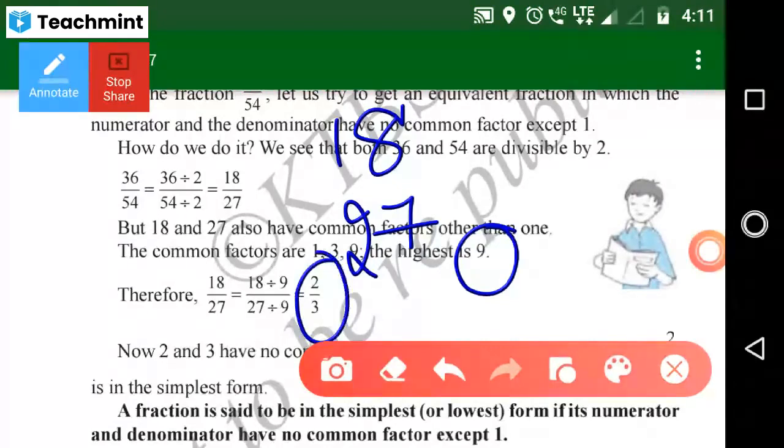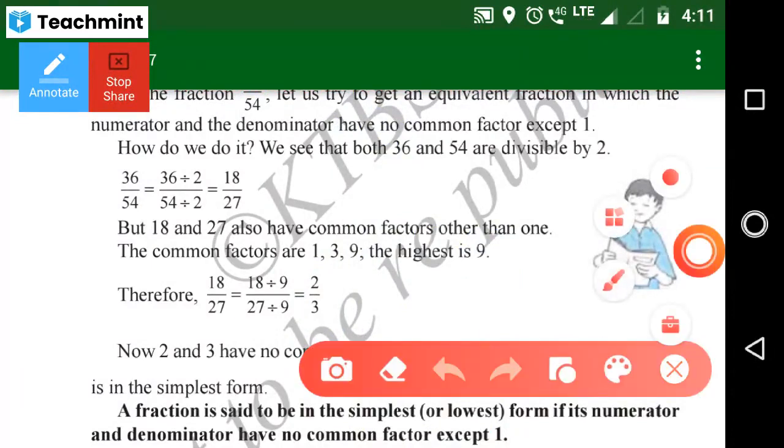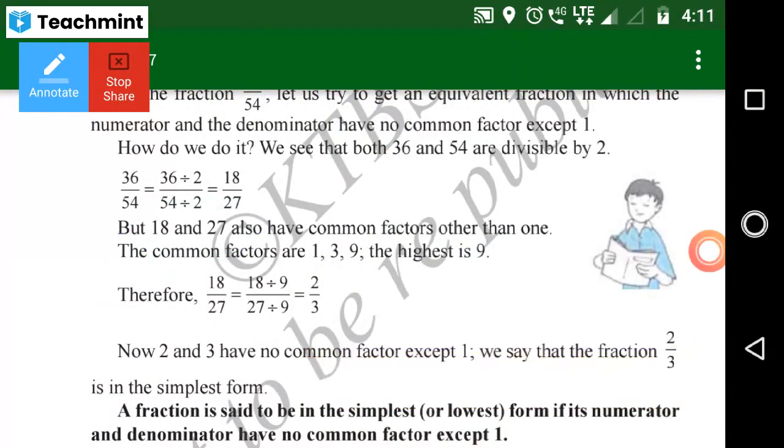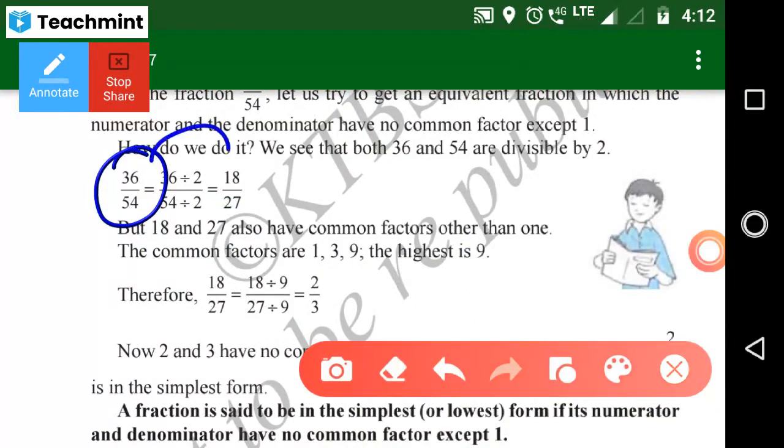Before going to that, we see that both 36 and 54 are divisible by 2. Look at here. First you have to divide by 2. Then you can find out the HCF. Why we have to do this? Here 36 and 54 both are divisible by 2. So you convert into simplest form. After you can convert, you can find out the common factors and which one is the HCF, then that one only you can consider.